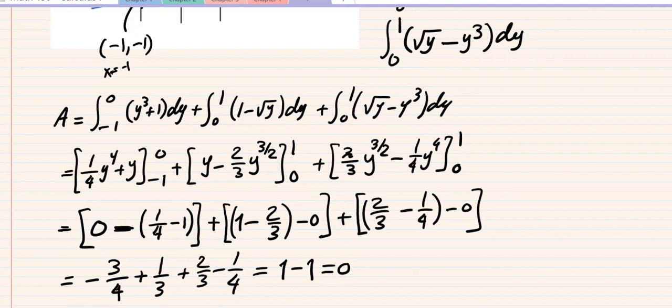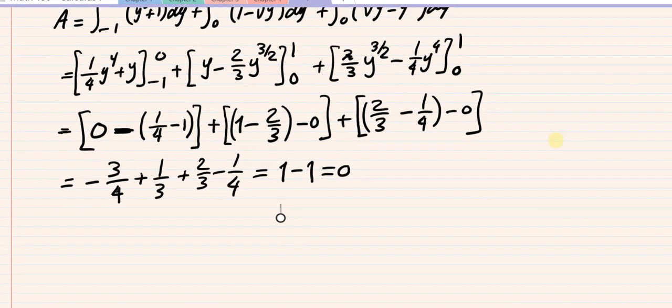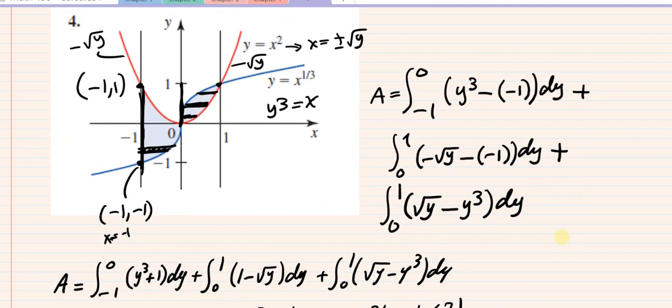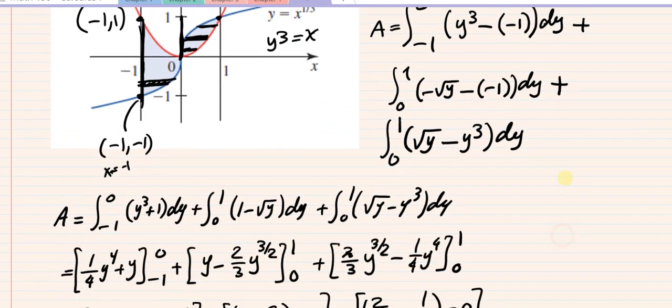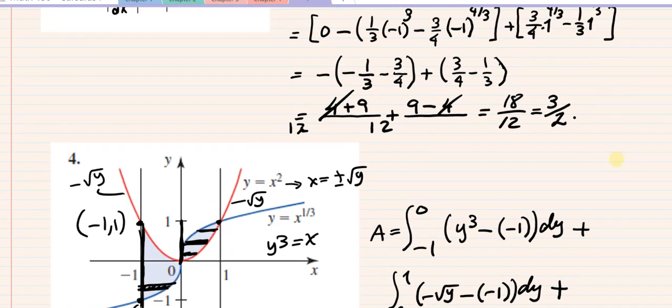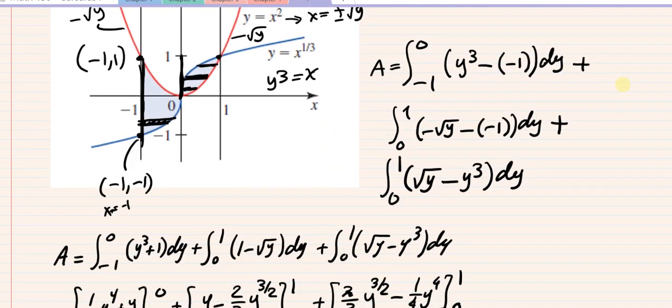Okay, I see what happened. Nothing is wrong with the way we did it. Now, of course, the answer 0 doesn't make sense, right? Look at this. The area doesn't look like 0. Now, here's what happened here. The answer is 3/2. Now, we need to make an adjustment.